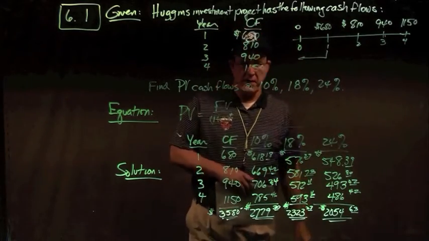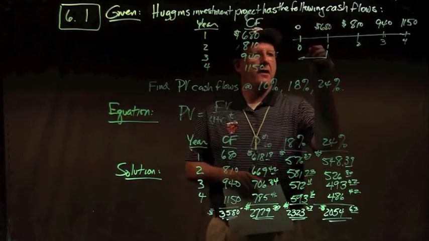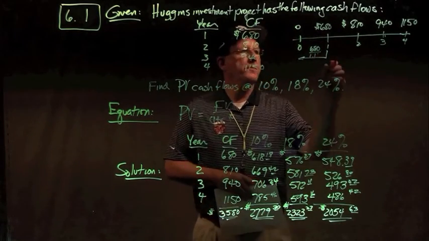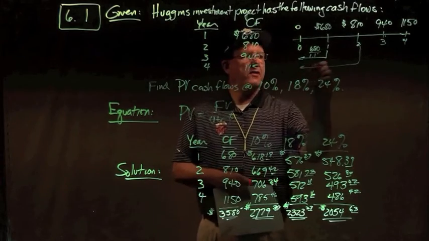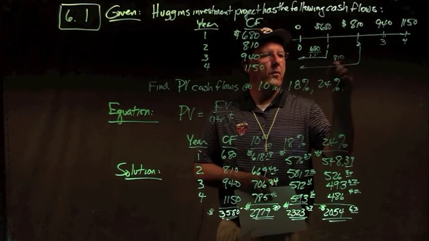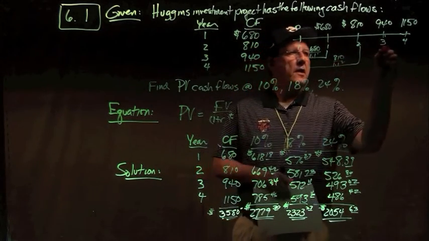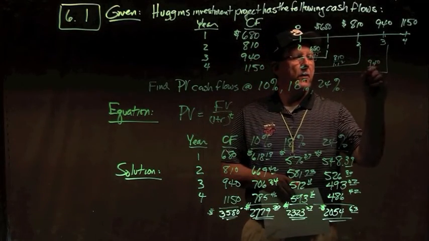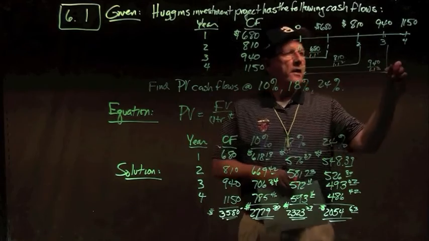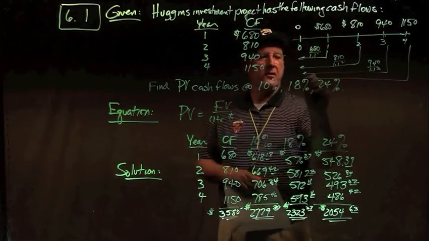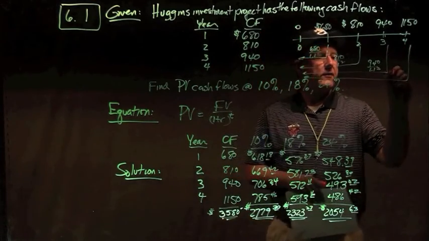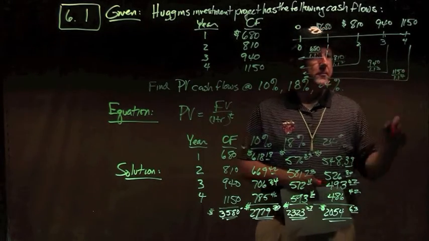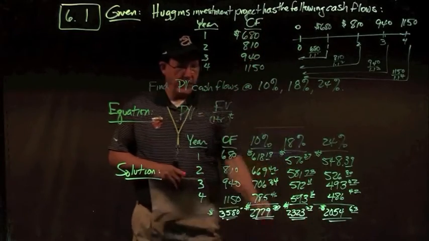So we take the first one at 10%, and we take 680 divided by 1.1 to the first. To bring the 810 back to today, we take 810 divided by 1.1 squared. To bring the third cash flow back, we take 940 divided by 1.1 to the third. And to bring the fourth cash flow back to today, we take 1150 and divide by 1.1 to the fourth. If we do that, we get the following answers at 10%.